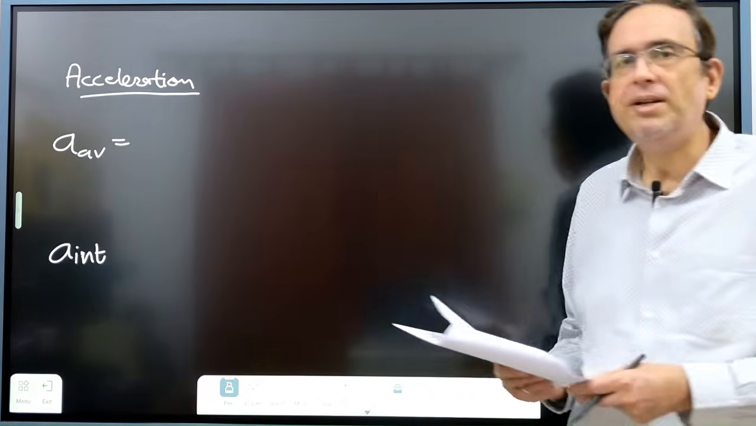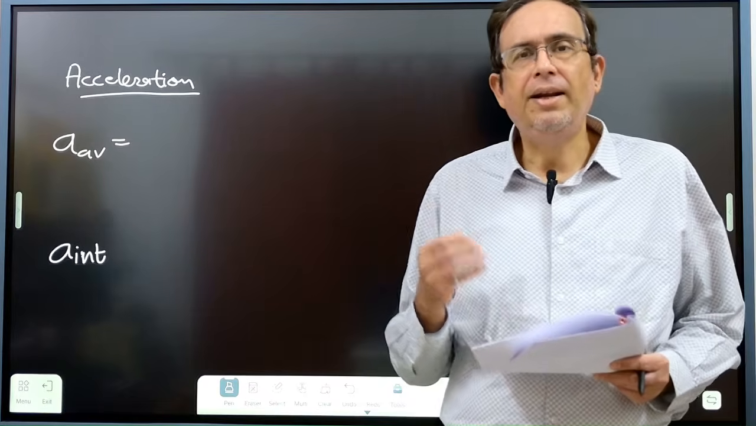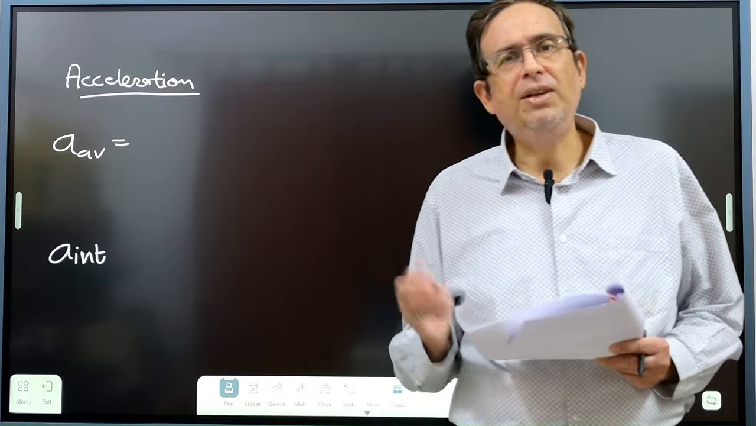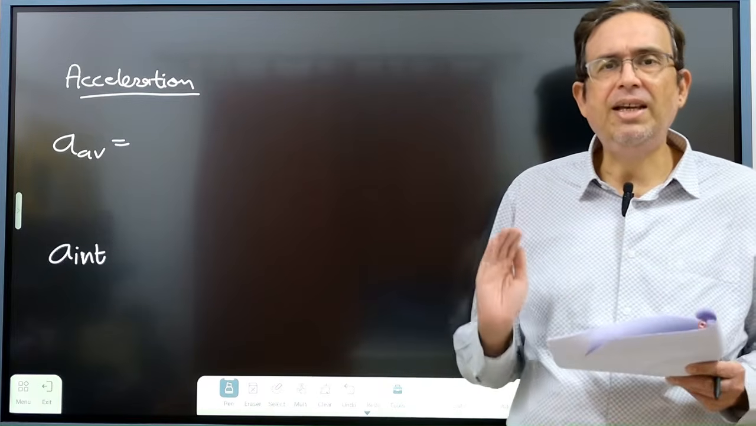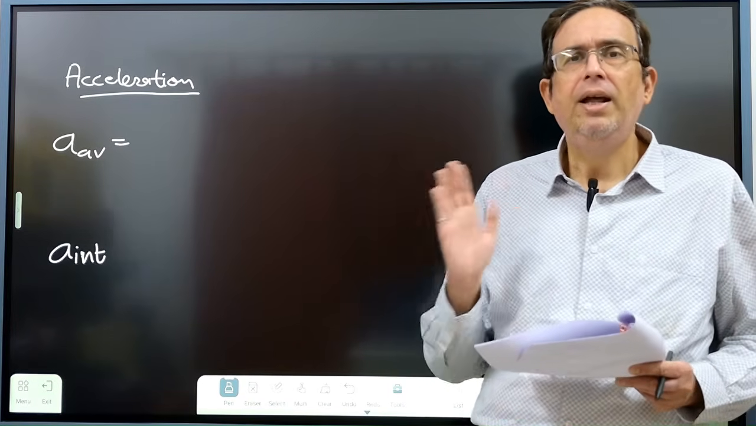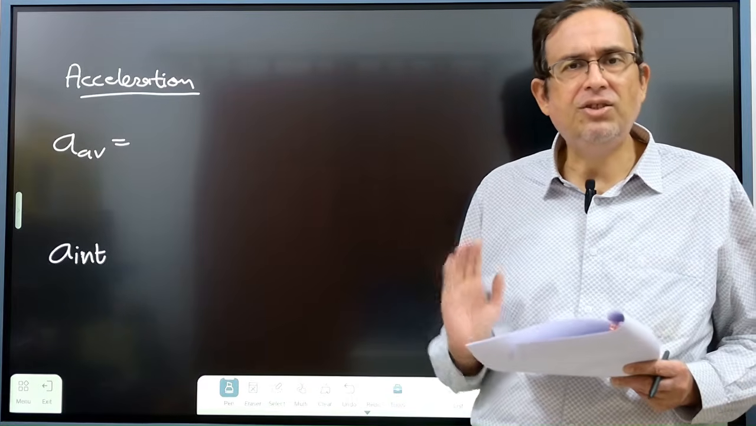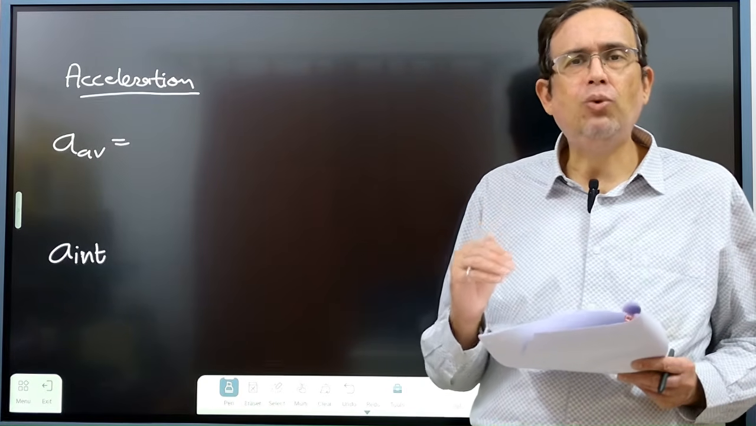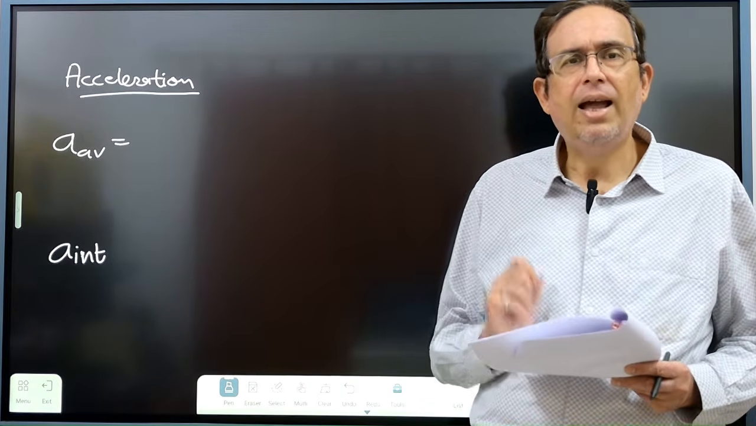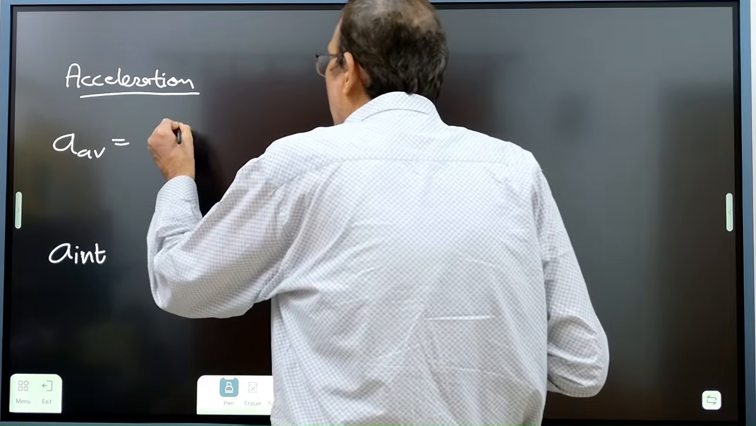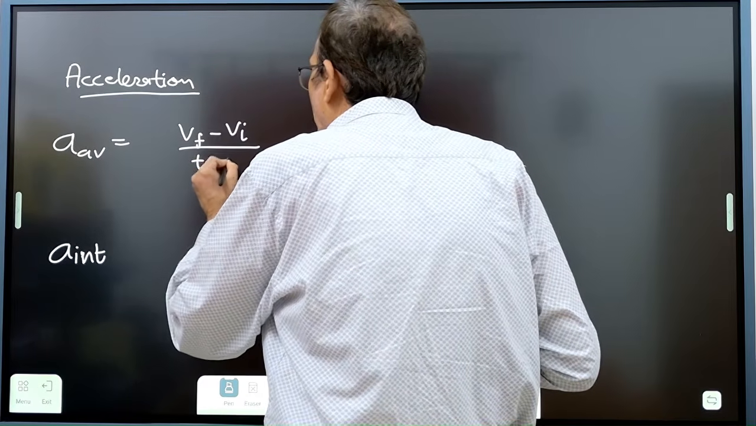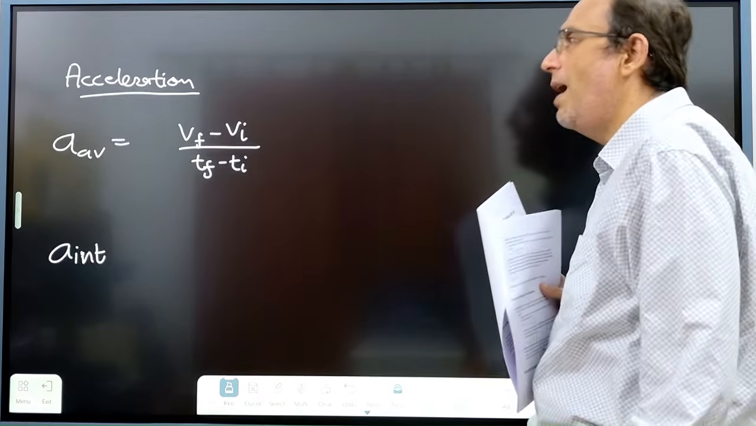Let us say an object is moving and it is changing its velocity. Its initial velocity was vi and its final velocity was vf. So the change in the velocity is vf minus vi. The total change in the velocity from the initial point to the final point is vf minus vi. When you divide it by the total time taken from the initial position to the final position, you get the average acceleration. So it is Vf minus Vi over Tf minus Ti. So this is the average acceleration.